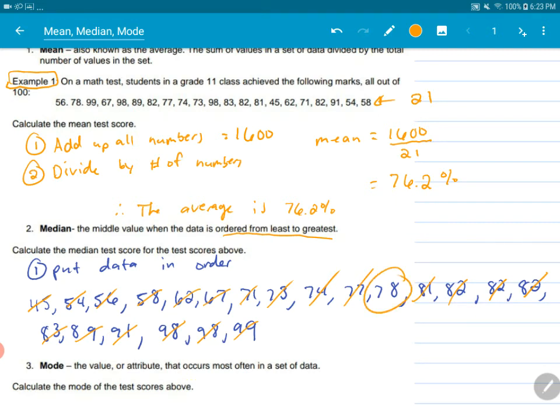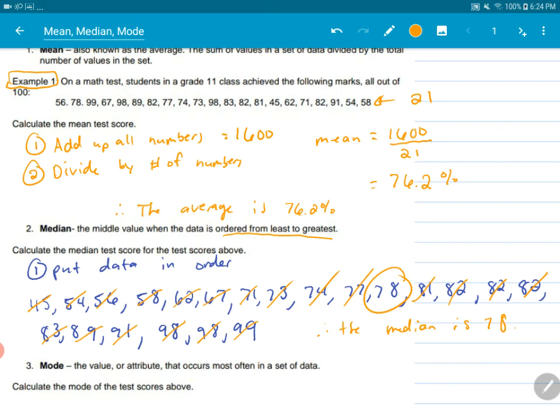So the median test score, which is just the value in the middle, is 78. Now, what happens if there's an even number of data? We have 21 pieces, but if we ended up with 20 pieces or any even number, you'd be left over with two numbers at the end. You can't cross out all of them, so you want to find the middle number between those two. You'd add them up and divide by 2.